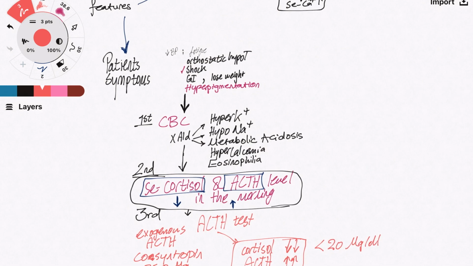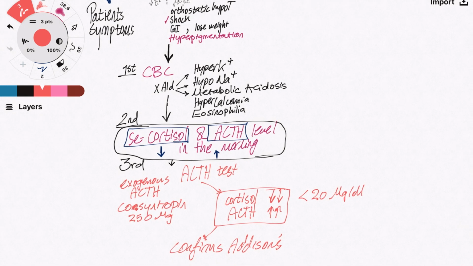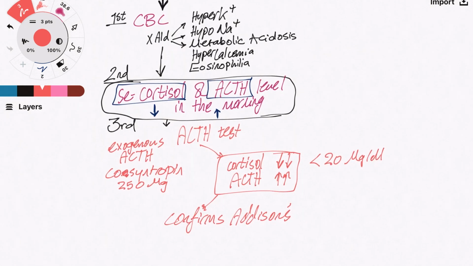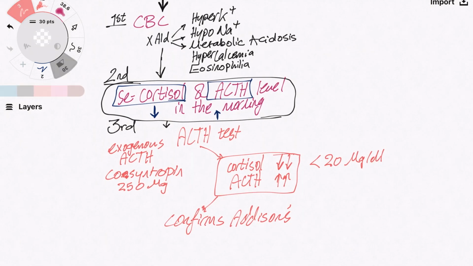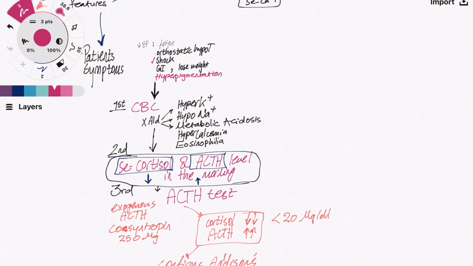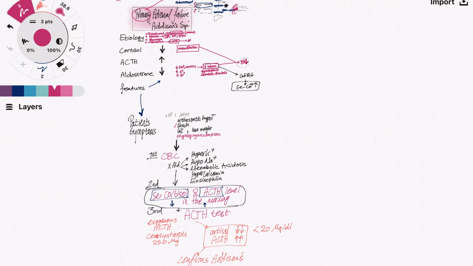So again, a patient came to us with fatigue, orthostatic hypotension, GI symptoms, losing weight, and we saw hyperpigmentation at the palms. We do CBC, and after the CBC, we do serum cortisol and ACTH in the morning, and then we confirm with the ACTH test. So we do an ACTH test. Let me just match the colors. So this is when the problem is within the adrenal gland.